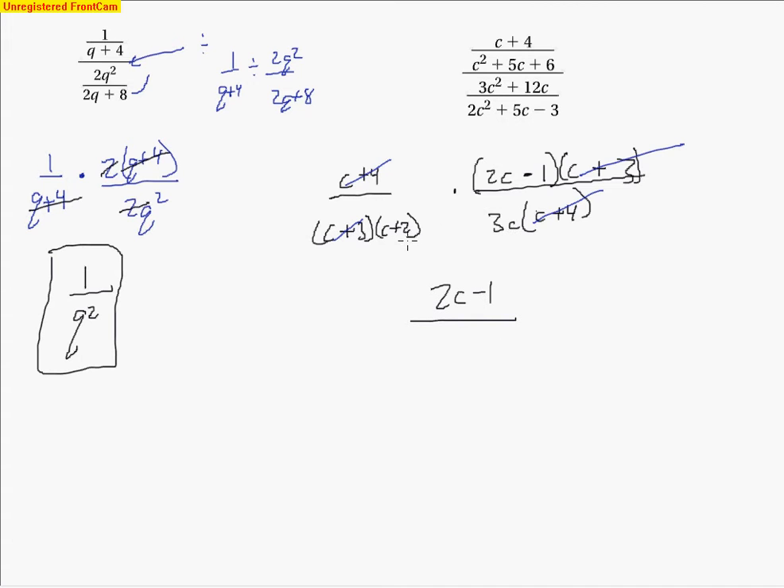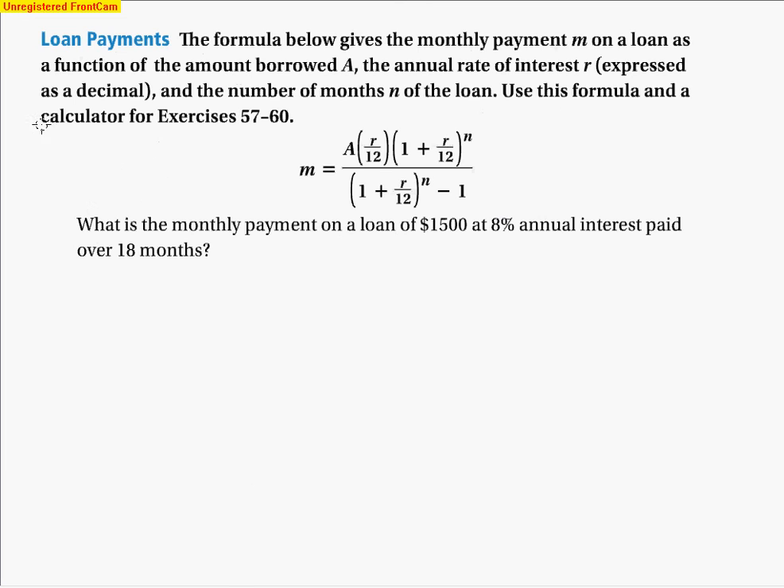Down below, we've got the 3c and this c plus 2. So I'm going to go ahead and use the distributive property there. 3c squared plus 6c, and that would be our answer. So we can't do any reducing from there, and so that is it.